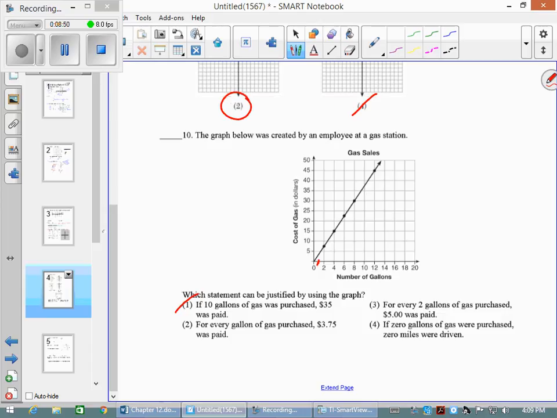So if we take our graph, we take a point that is a nice point that we can see, like this right here. We have 15 gallons of gas for $4. So if we want to find out our unit rate, we could do 15 divided by 2.